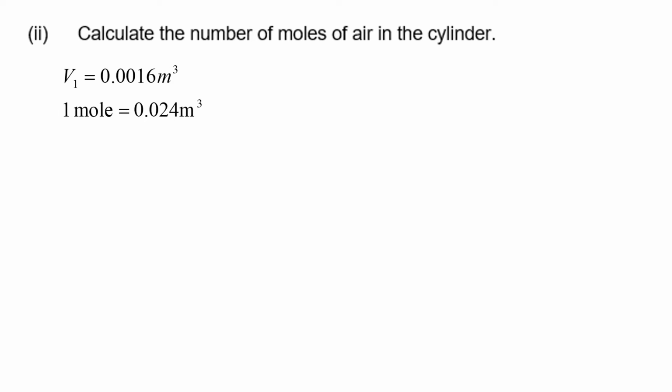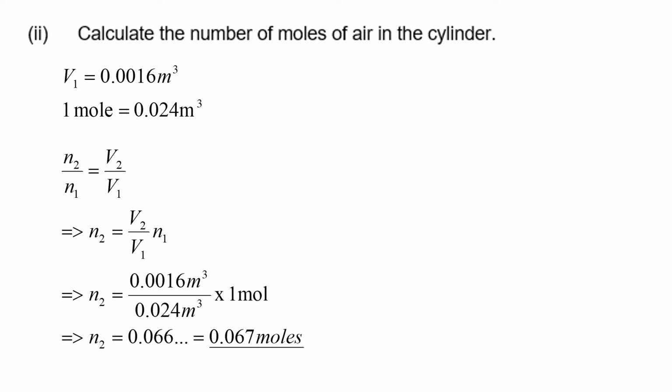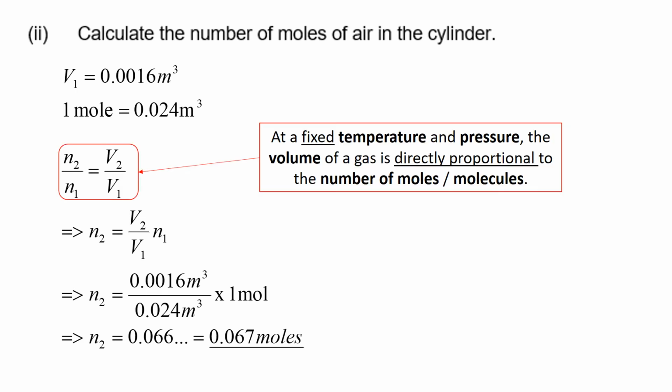So it says under the initial conditions, 1 mole is 0.024 meters cubed. We know to start with we had 0.01016 meters cubed. So what that's going to allow us to do is have another way of calculating the moles. At a fixed temperature and pressure, the volume of a gas is directly proportional to the number of molecules.